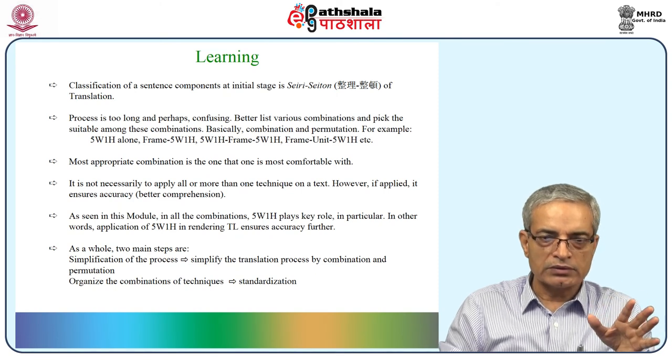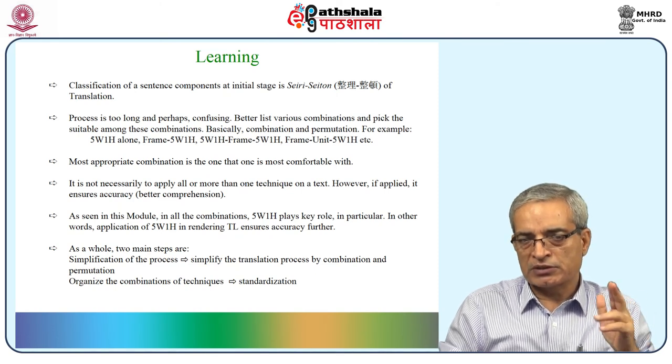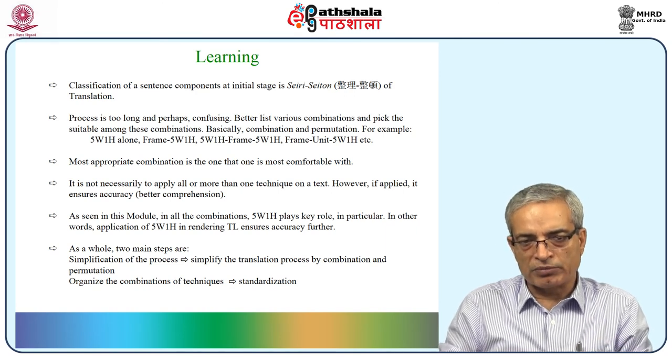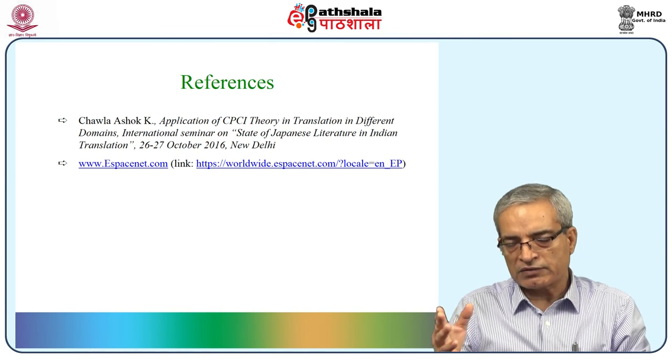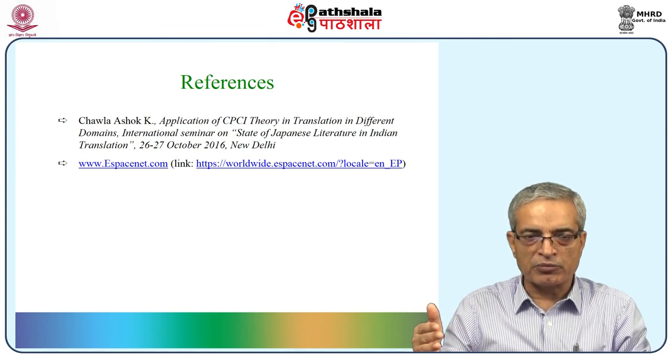And as a whole, two main steps are the simplification of the process, that means simplify the translation process by combination and permutation, and organize the combinations of techniques that can be standardized. So this is Seiri Seiton. And the last one, organizing the information, is very important.